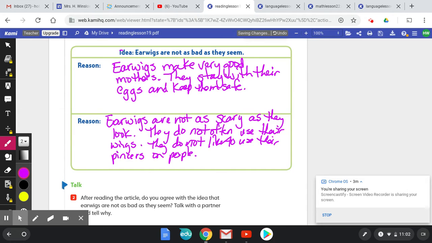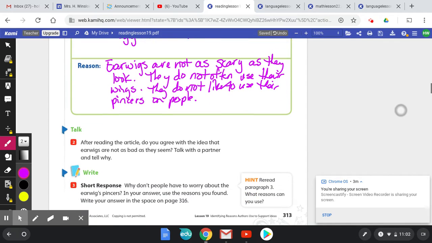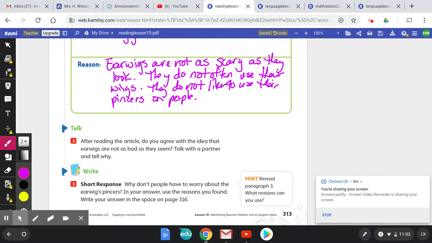All right, so if we go down and look at something to talk about or think about after reading the article, do you agree with the idea that earwigs are not as bad as they seem? Talk with someone or just talk it out loud. Do you think they are? Yes or no? And then tell why. Then your short response is going to be on page 316.